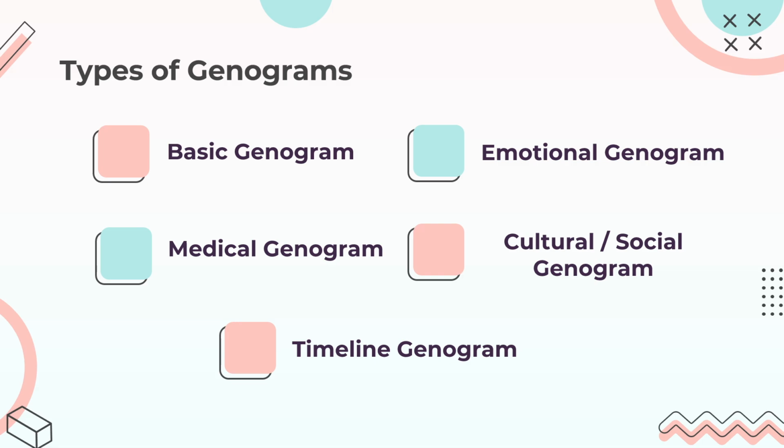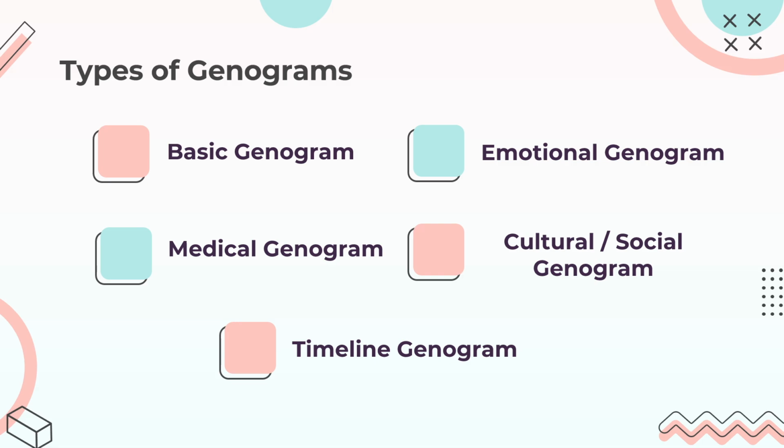Basic genogram, emotional genogram, medical genogram, cultural timeline genogram. Now, the basic genogram is nothing but the basic information, the foundation of all other genograms. It will include the different family members, parents. See, a genogram should be for at least 3 generations. If I am the client, my parents, my grandparents, the genogram should be drawn from my grandparents. Okay, so that's the basic point.